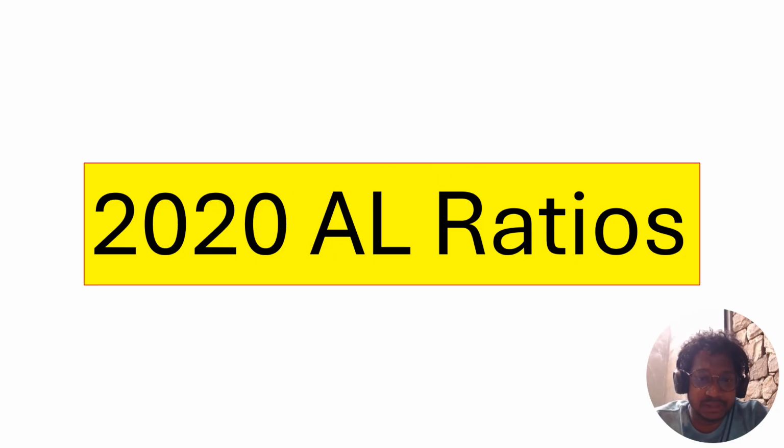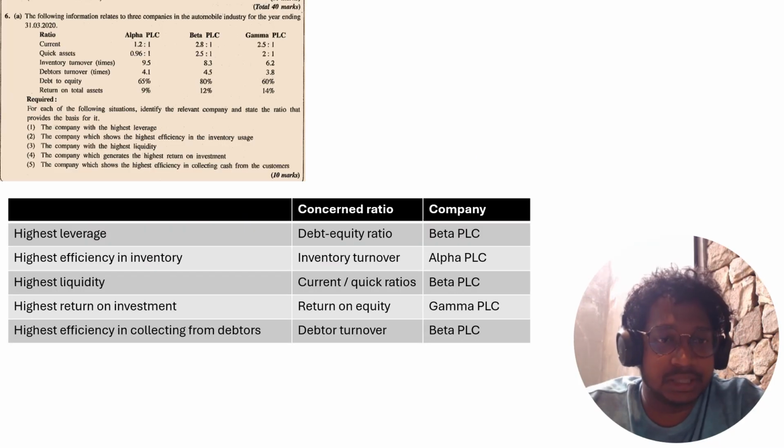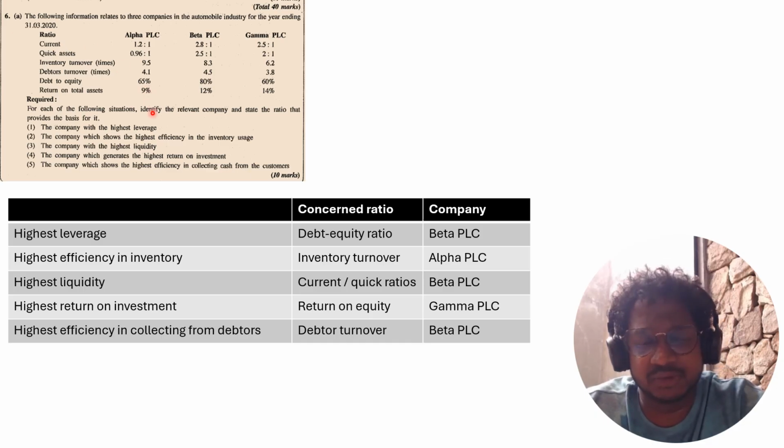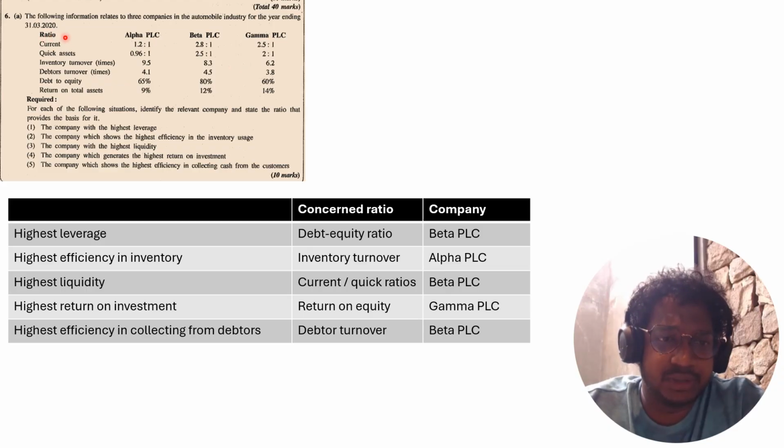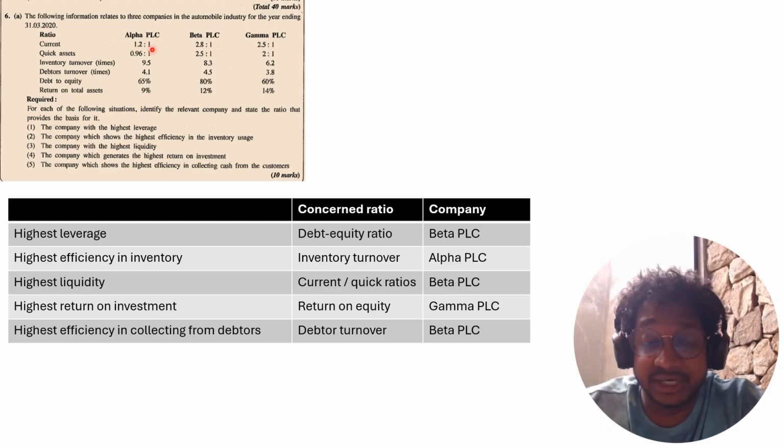So 2020 A-level question. Yeah, this is the simplest one comparing from 2019 to 2023. So here, this information is given: alpha, beta, and gamma, the three different companies, and the ratios given: current, quick assets, inventory turnover, debtor turnover, debt to equity, and return on total assets.